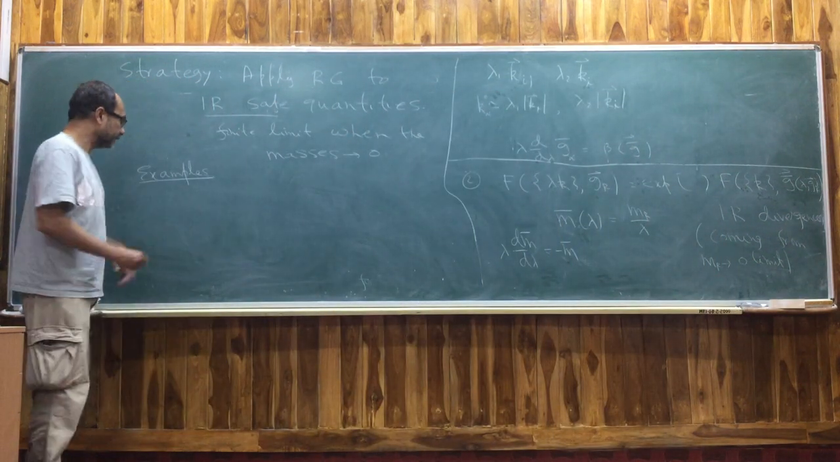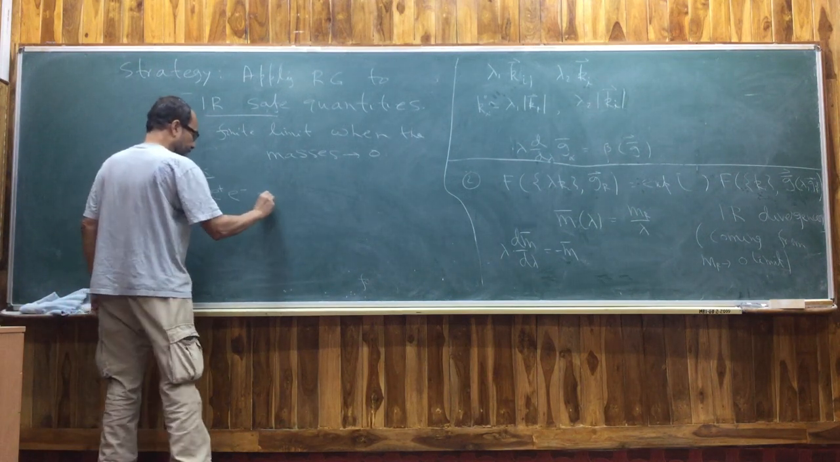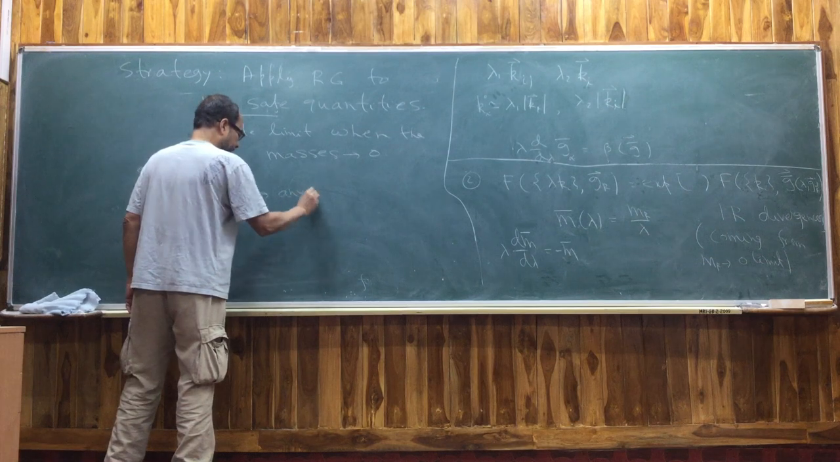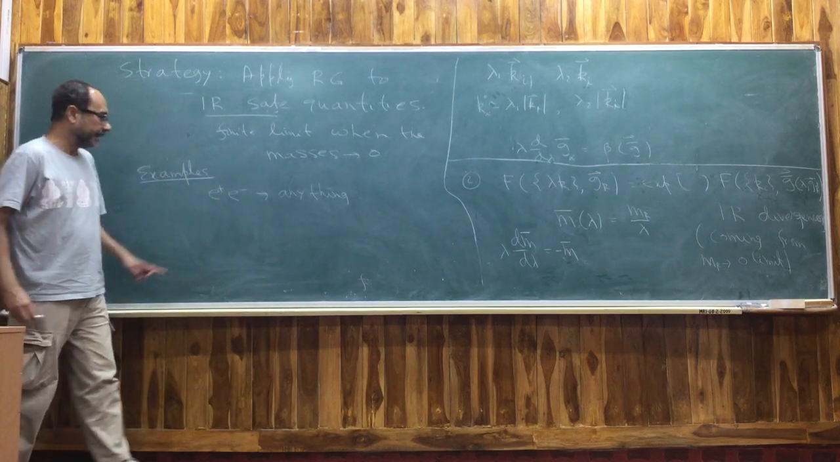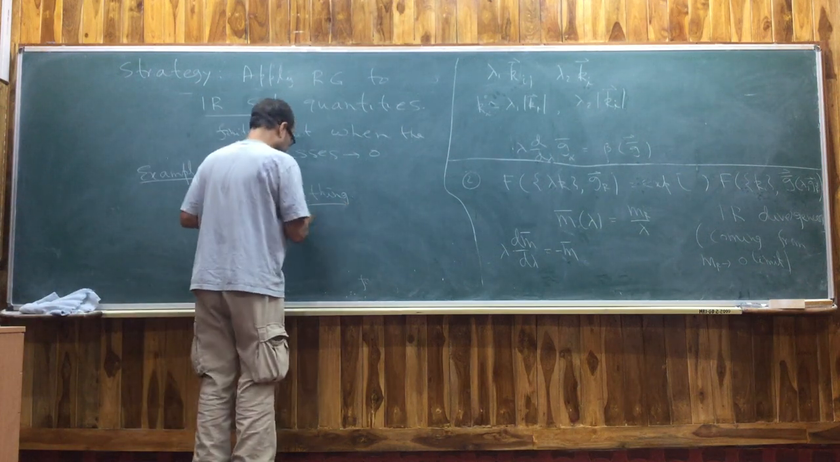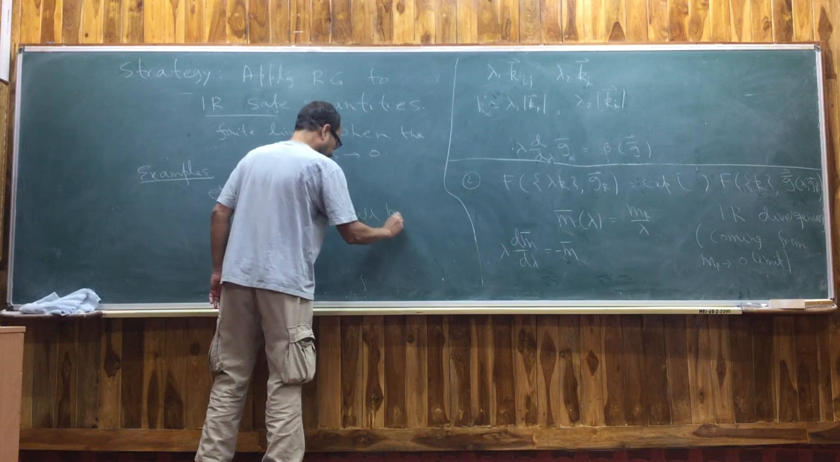Okay, so for example, the e plus e minus total process: e plus e minus going to anything. I'll explain what one means by anything. Anything means basically all strongly interacting particles, all hadrons.